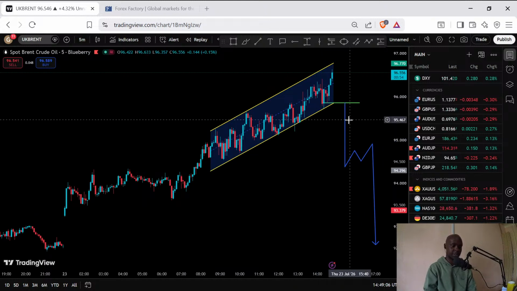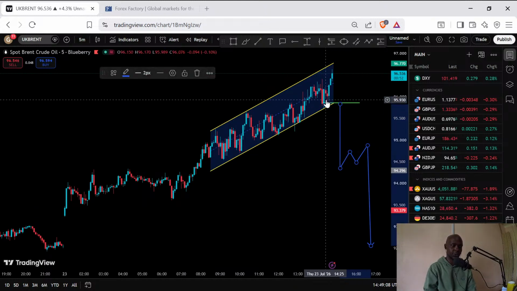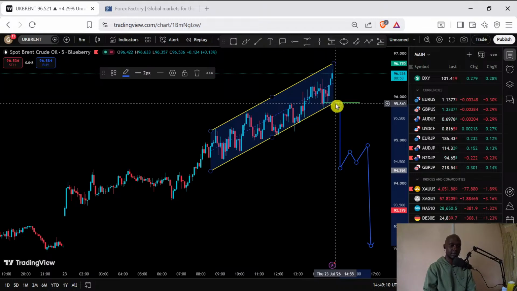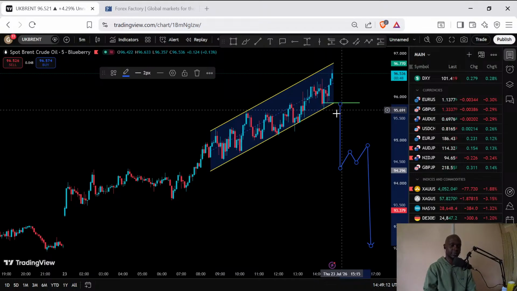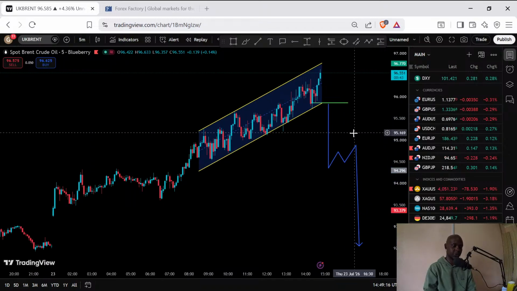But for me to get involved, I'll first of all wait to see price breaking this low, and I'd like to see it break impulsively before I can look for entries on the pullback.